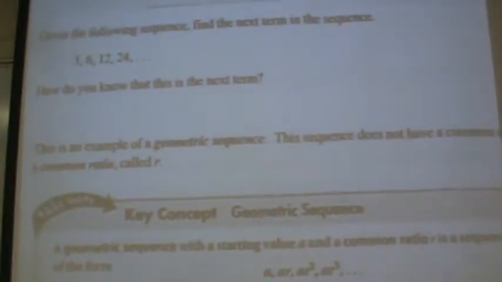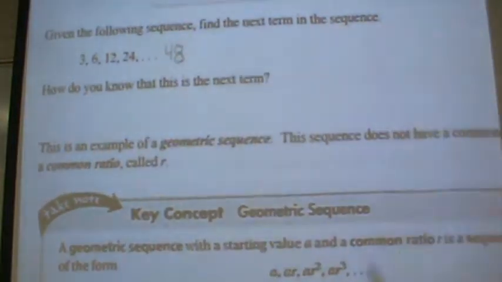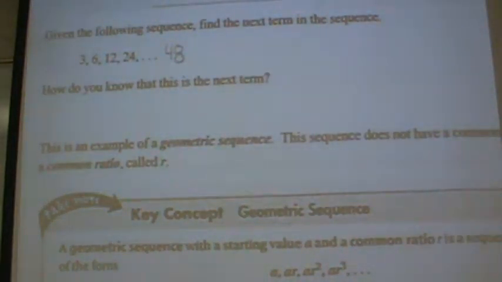So today I want you to look at this sequence, and I want you to tell me the next term in this sequence, and I want you to tell me how you found this term. Okay, so Lauren, what did you get for your next term? 48. Okay, so we get 48. Does everybody agree that the next term is 48? Yes. How did we find that? So we're multiplying each term by 2.